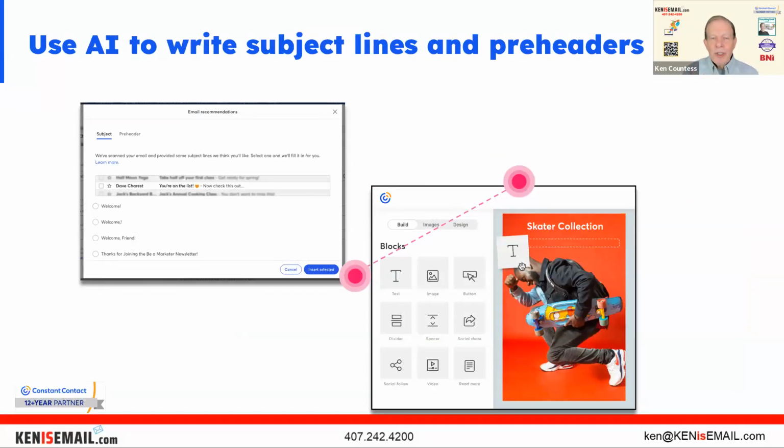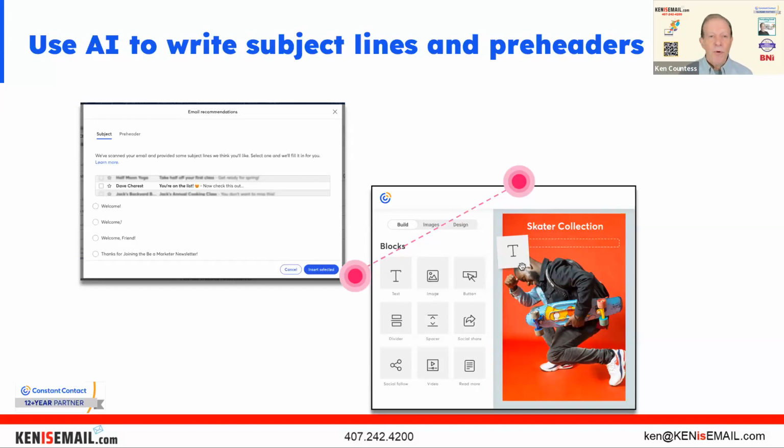Now, here's something else that's super cool about AI, and I'll show you how it works in a few minutes. AI can recommend subject lines and the pre-header text that's based on the content of your email. Now, when it comes to the subject line, there's another piece of AI sitting right inside Constant Contact.